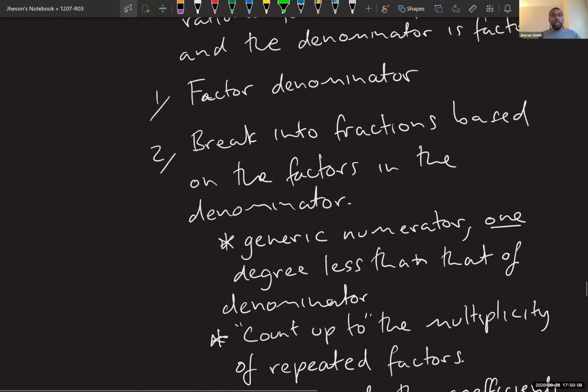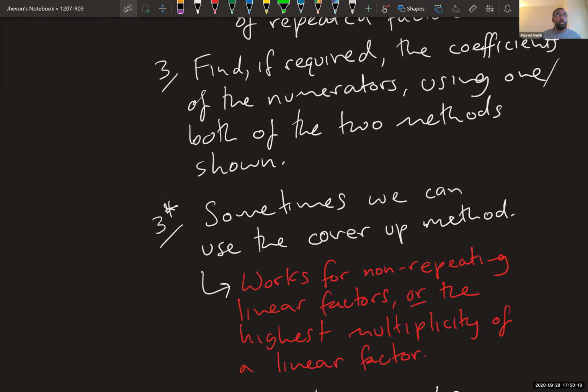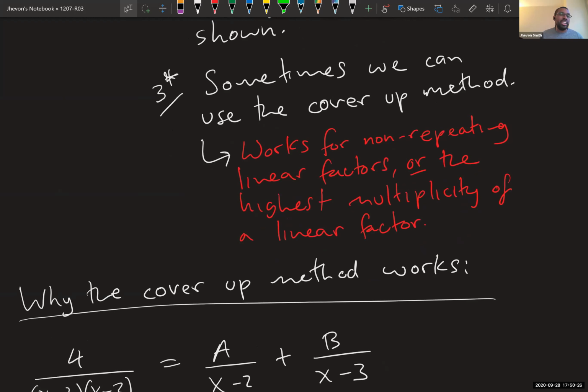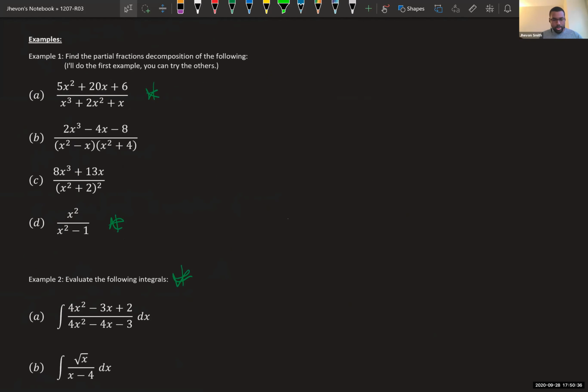Factor the denominator, break everything up based on the factors of the denominator, make sure that they all have generic numerators 1 degree less than the base factor, and you can use one or both of the methods that I described in the last class to actually find the numerators. And sometimes, whenever you're dealing with linear factors or the highest multiplicity of a linear factor, you can do the cover-up method. Saves you a lot of time. So that being said, that's our recap for those of you who may have been a little lost last time. Let's actually just run into some examples.